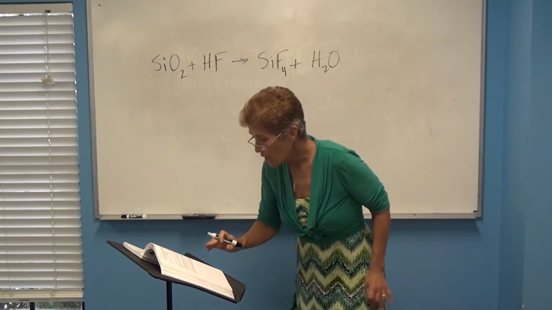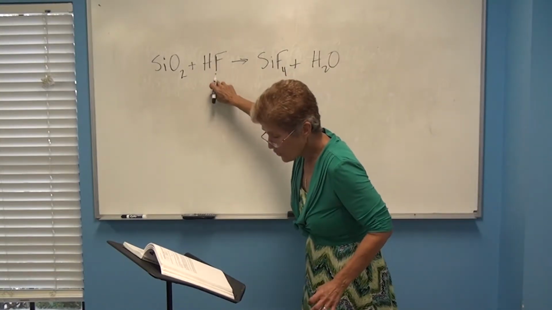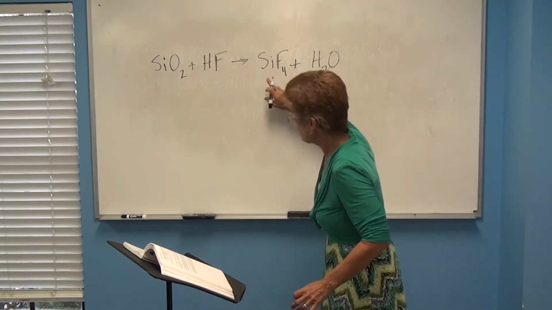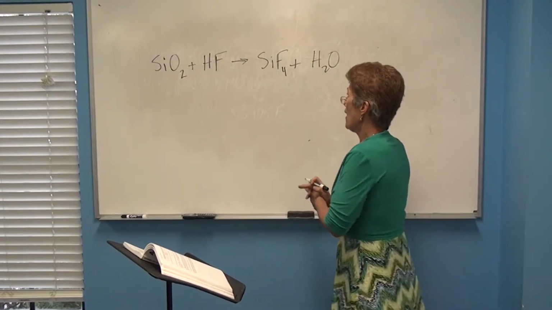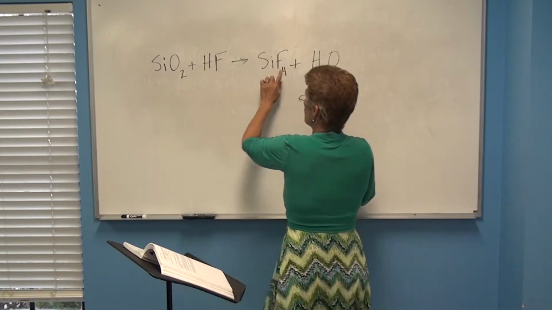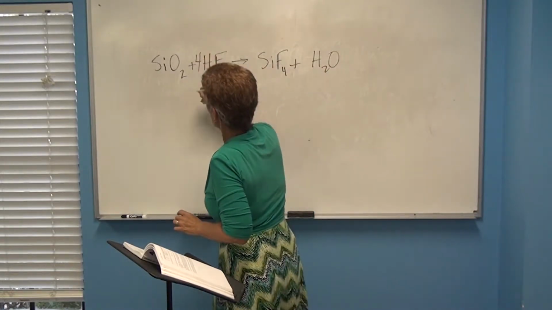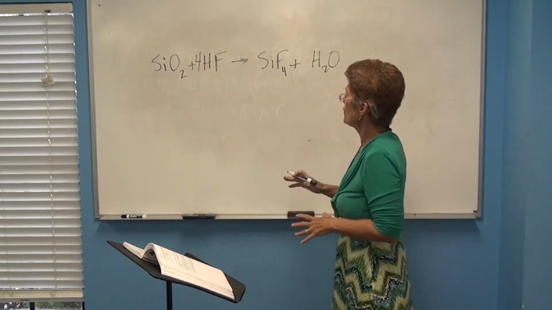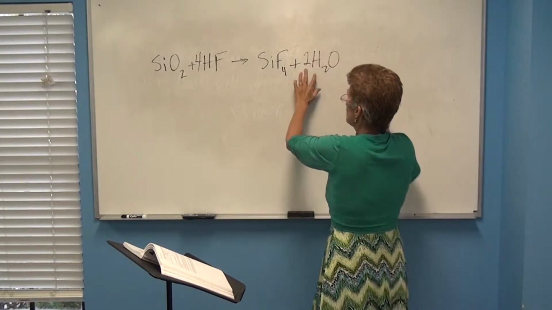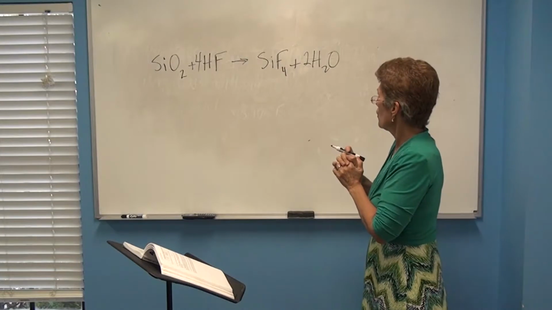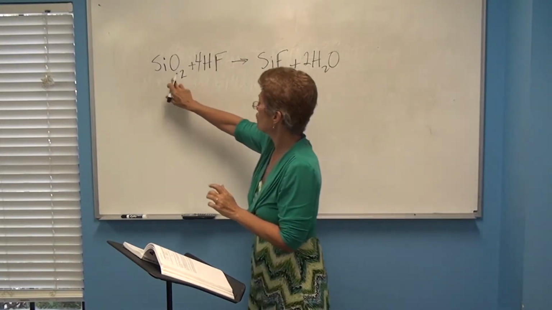Okay, so let's check. Silicon dioxide, hydrogen monofluoride, silicon tetrafluoride, water. Okay, we have 1 silicon on both sides. We have 4 fluorines, and so I'm going to make 4 over there. Now we have 4 hydrogens, so I'm going to put a 2 here, so I have 4 hydrogens here. Now I have 2 oxygens, and I have 2 oxygens.